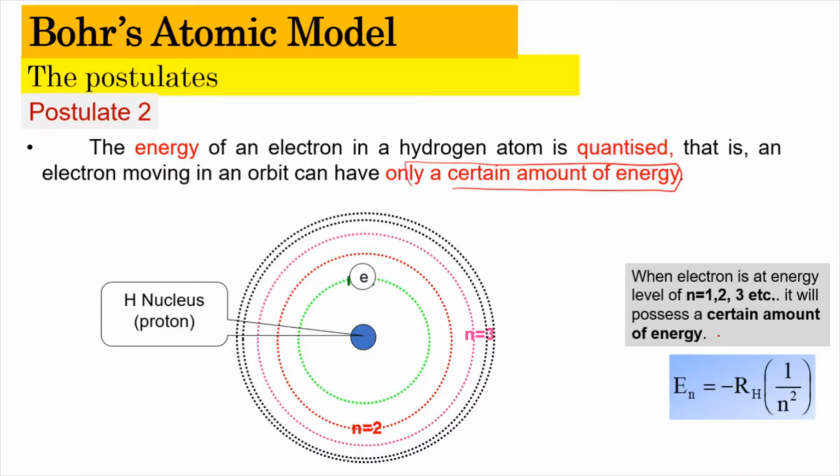Okay, and this is calculated according to the formula given here, which is En equal to negative RH times 1 over N squared. So when the electron is at N equal to 1, then you will substitute 1 here. If N is equal to 2, it means that the electron is here, then N here is going to be 2 squared. Okay, you will learn more about this later.